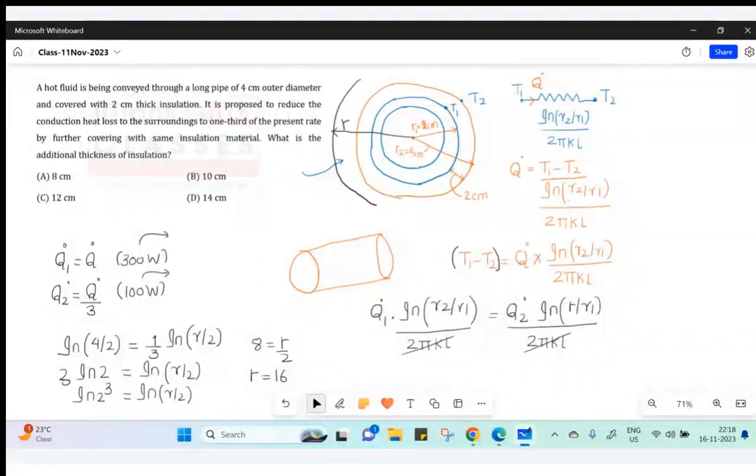So he is asking, what is the additional thickness I need to add? Initially, R2 is 4 centimeter, right? How much additional do I need to add to make it 16? R minus R2, that is 16 minus 4, so 12 centimeter I need to add. Correct? Clear? Not clear.